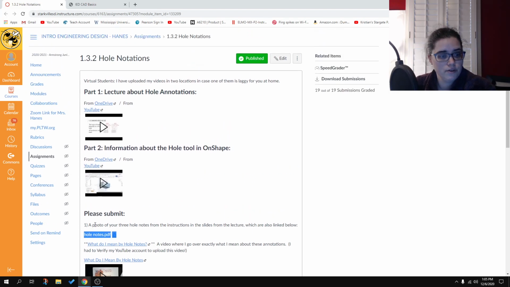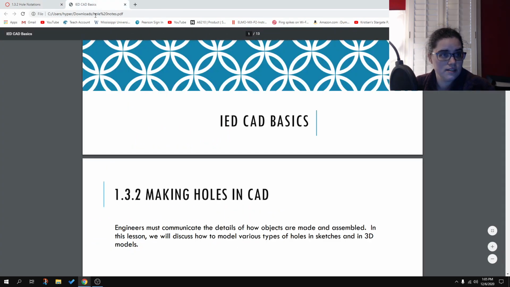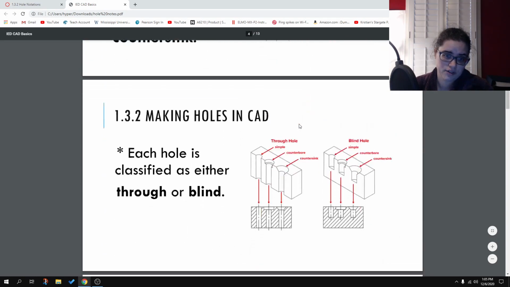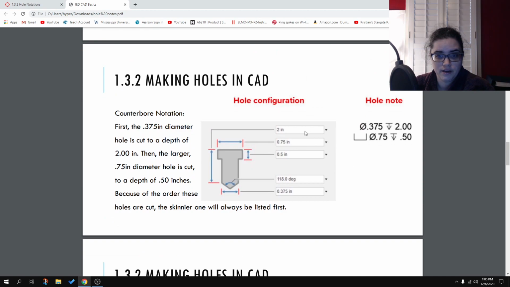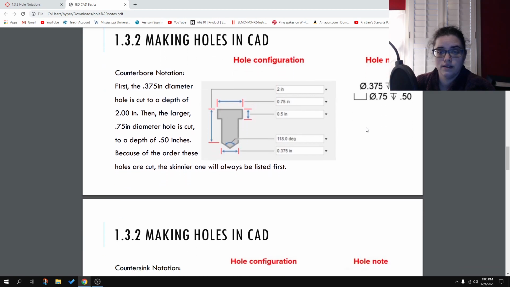All right, so the whole notes PDF is what I've opened right here. I think I've called it IED CAD Basics. It comes up in that window like that, but it's called wholenotes.pdf. This is my lecture. Please watch my lecture videos if you haven't already. It goes through what the numbers in this image mean regarding the shape of a hole, and how to make it look like this notation on the right side.